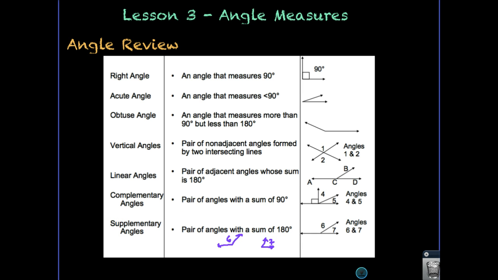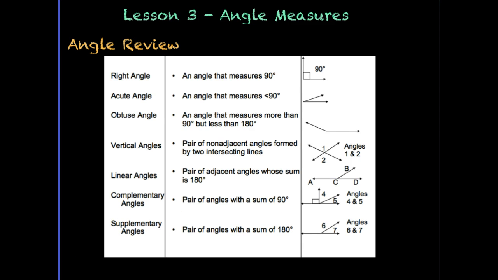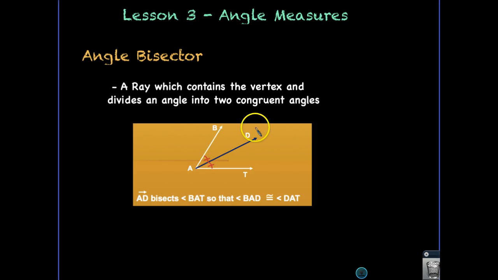Okay, let's try our first example. Let's look at angle bisectors. An angle bisector is a ray which contains the vertex, and remember here is our vertex A, and divides an angle into two congruent angles. I can tell these are congruent because of my congruency marks right here. That's one way to make congruency marks. Sometimes you'll just see the arc and you know those two angles are congruent.